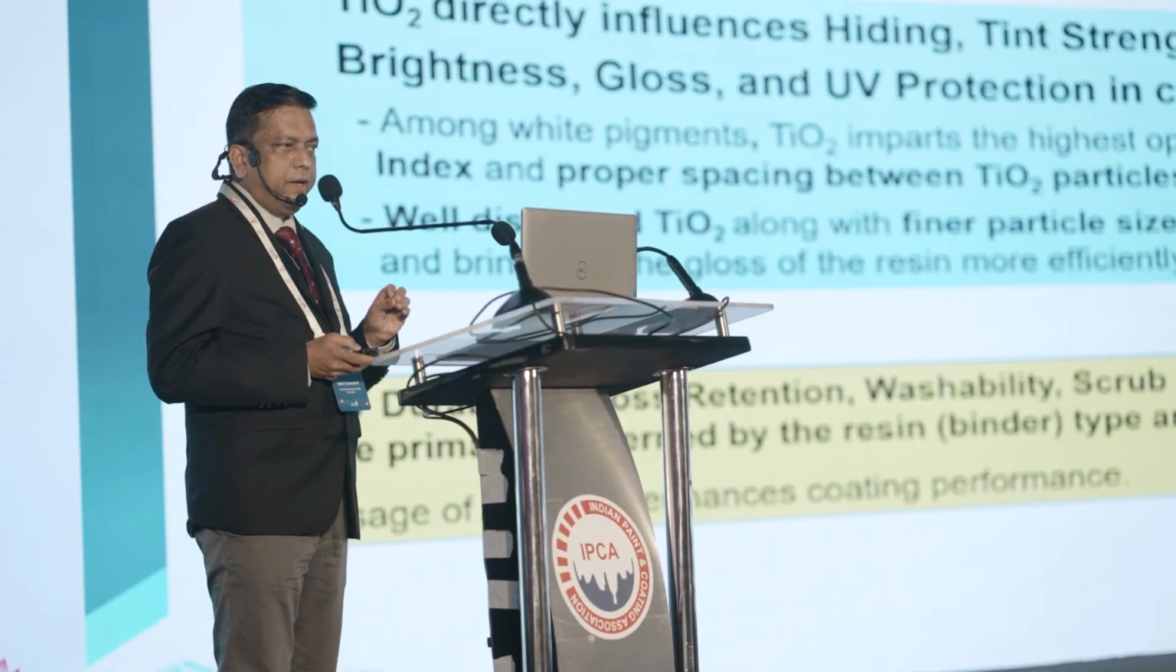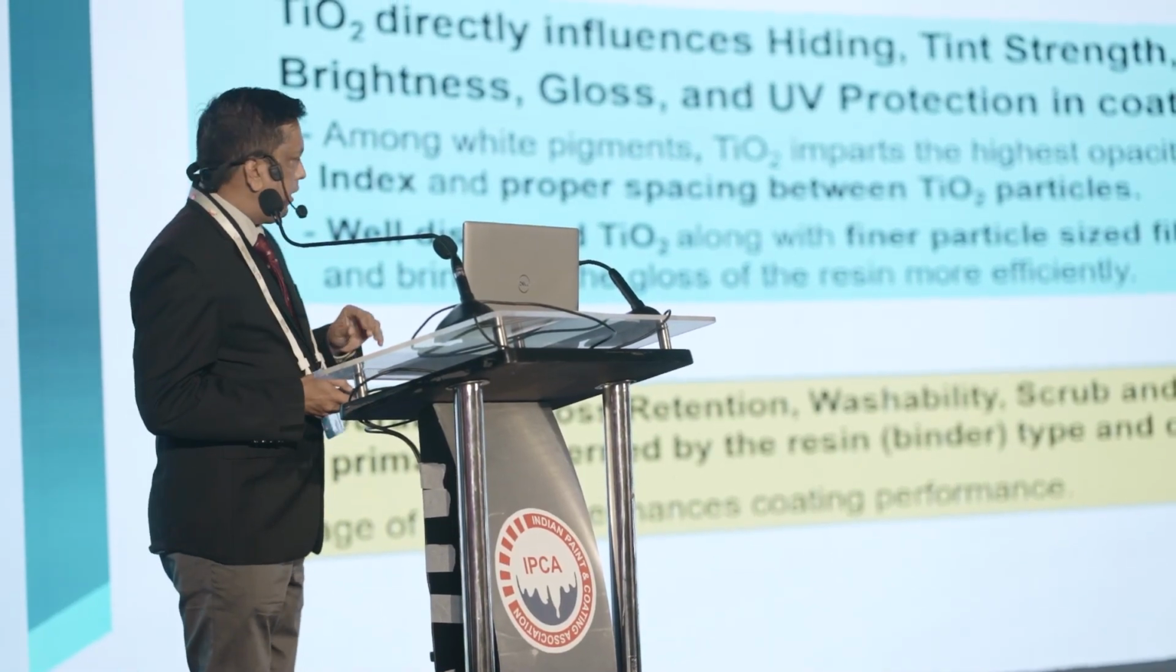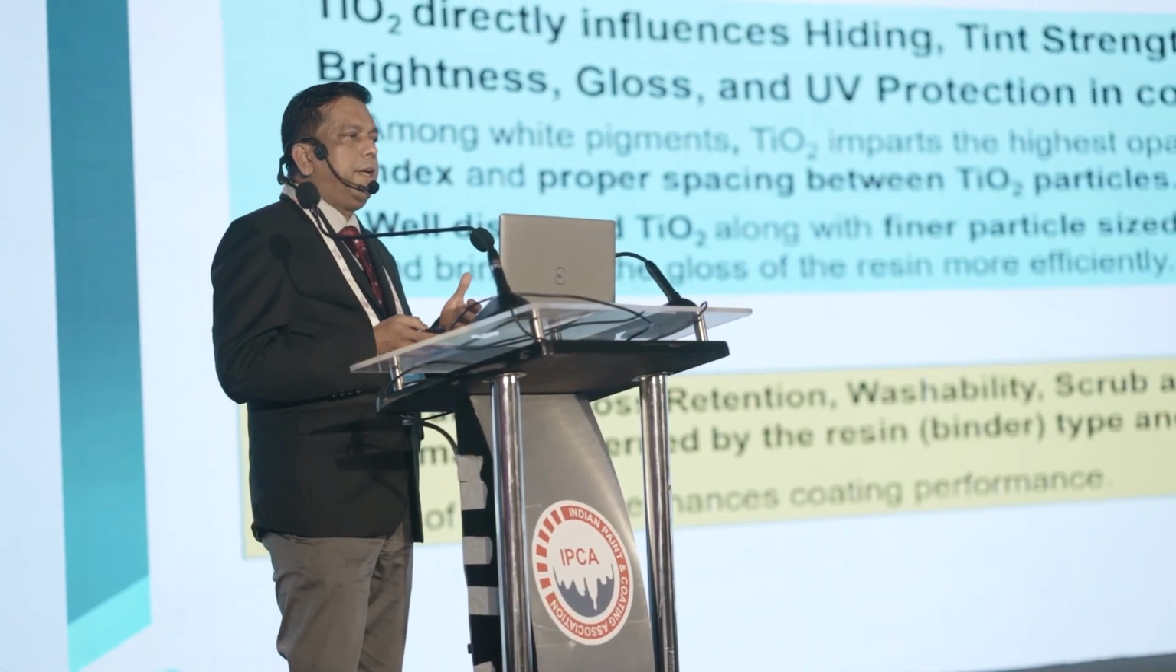TiO2, we know, has the highest refractive index. So it can give you the highest opacity in combination with proper spacing between the TiO2 particles. If spacing is not there, we call it crowding, and we compromise the cost of TiO2 in our formulation. So we have to utilize TiO2 with very high efficiency.